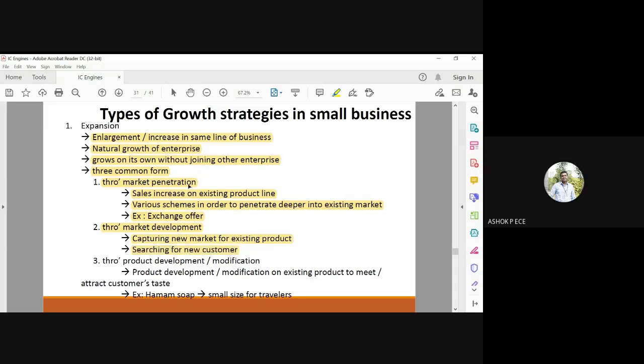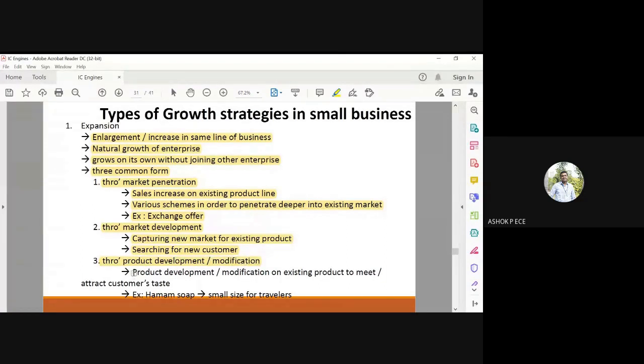The first one is market penetration, which is the same market and increasing the sales. The second one is market development. I'm going to expand my business across different areas. I'm searching for new customers. Next is product development or modification.